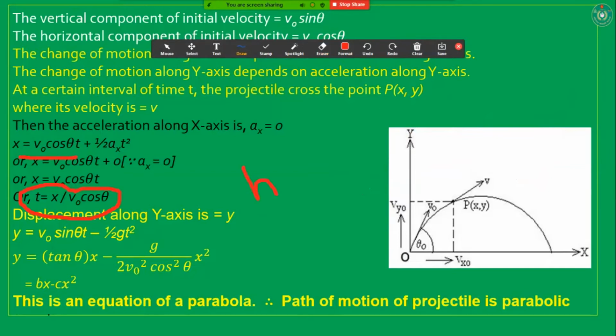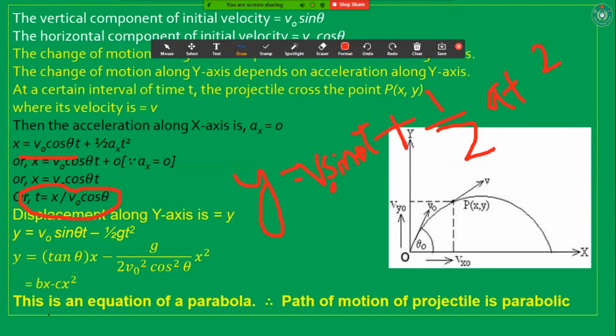Our equation s is equal to ut plus half at square. Here s is replaced by y because we are finding our displacement along the y-axis, and u or v not is replaced here by v naught sine theta, because we are getting the component of velocity along the vertical line. So v naught sine theta and t.